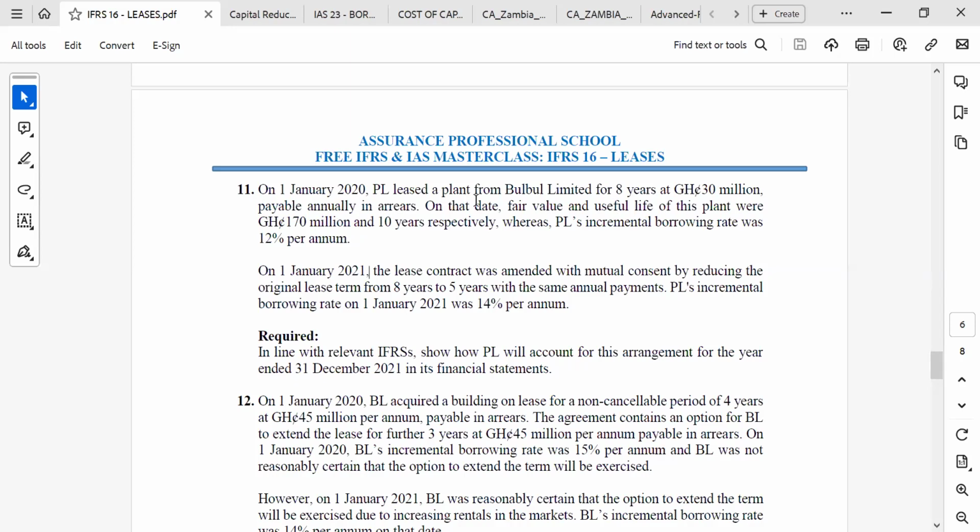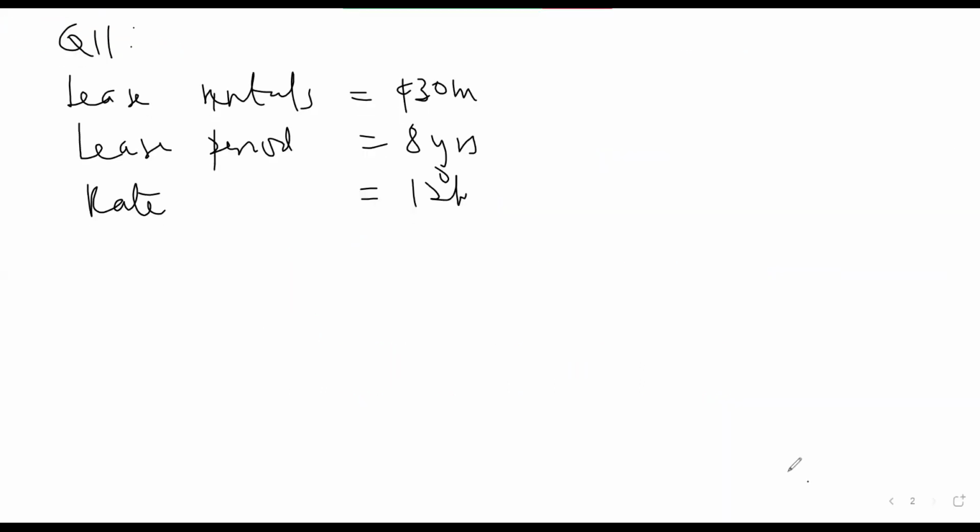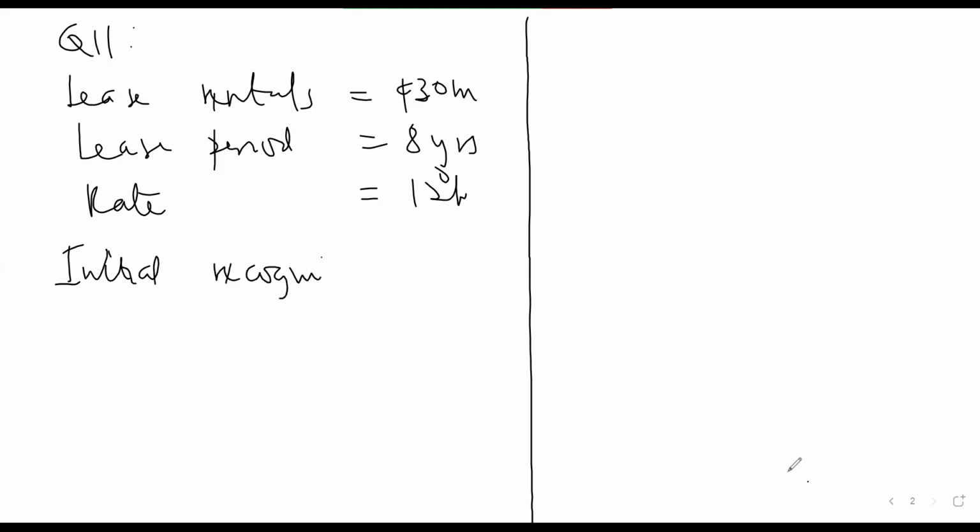Okay. Then let's do it one by one. Since it's a reassessment of lease liability, I have to be very careful about the presentation. So the date will be very important here. So let's come to initial recognition. The initial recognition, I'm talking about January 2020. How do we recognize this?